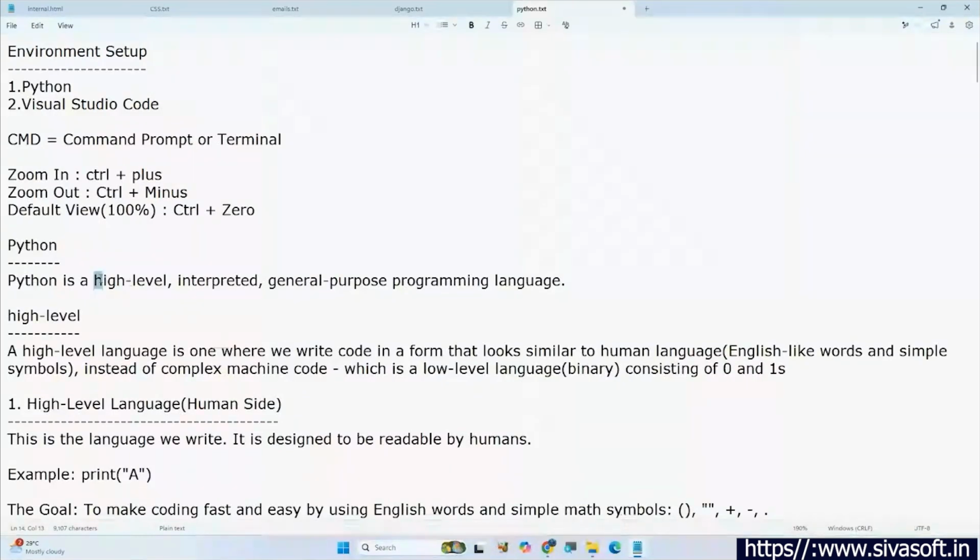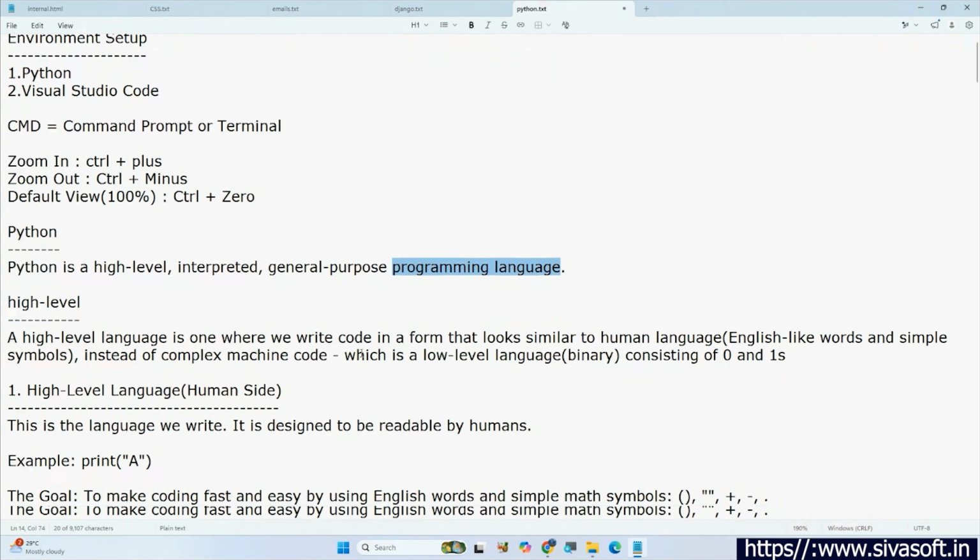As per the definition, we completed up to here. And now we are trying to understand programming language.